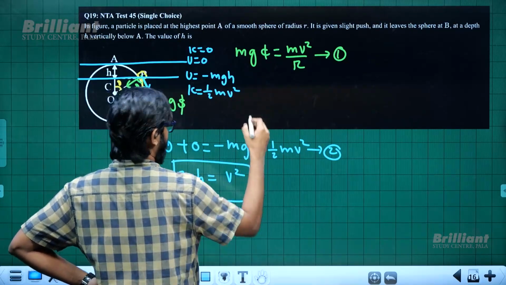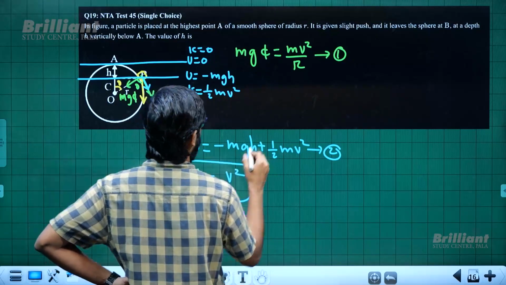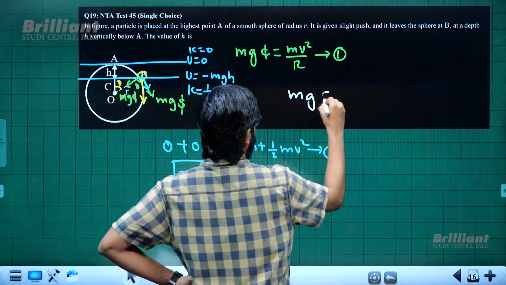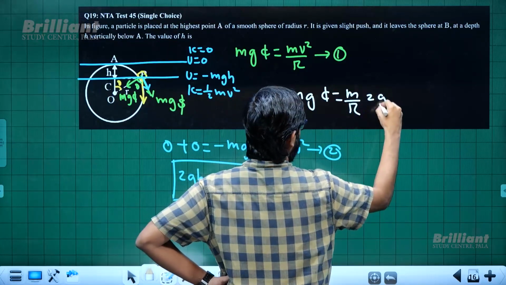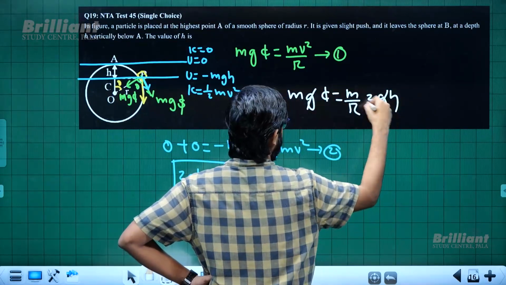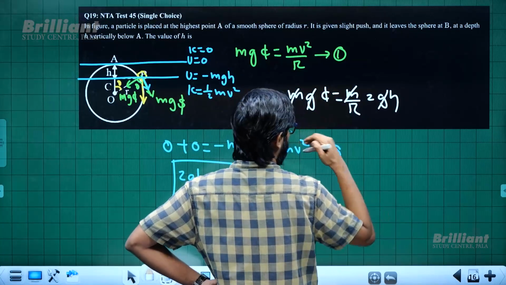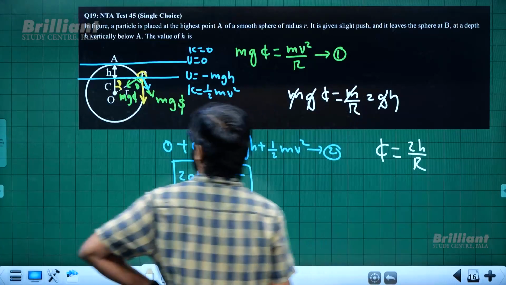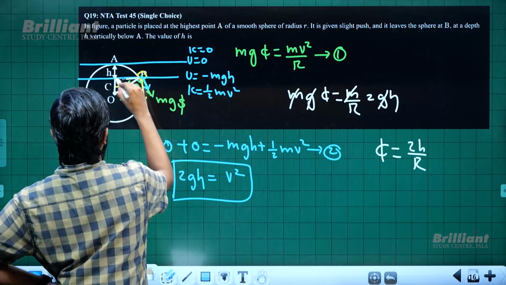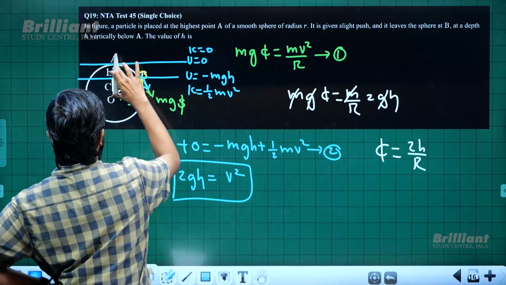So if I substitute it back, I will get mg cos theta equals m by r into v square, which is 2gh. G, m cancel. So cos theta is 2h by r. Now what is cos theta from this figure? This is r minus h, this is r, this is h.